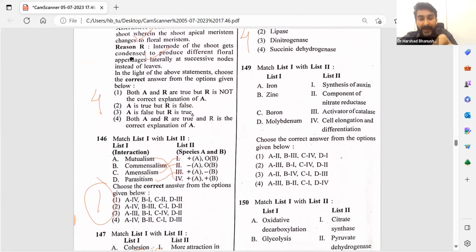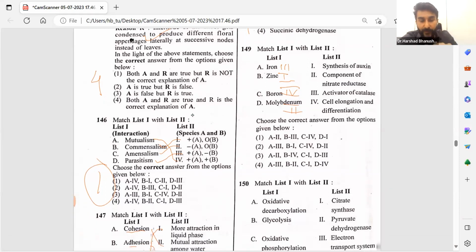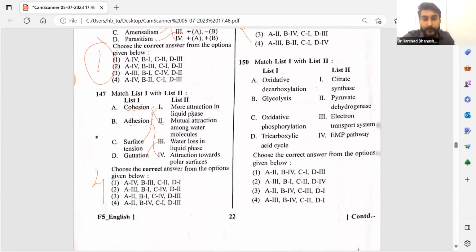Okay, iron is the activator for catalase. So A will be 3. Zinc helps in auxin synthesis. So B will be 1. Boron is for cell elongation. So C would be 4. And molybdenum is a part of nitrate reductase. So D will be 2. So it will be 3142. That would be our option number 2.